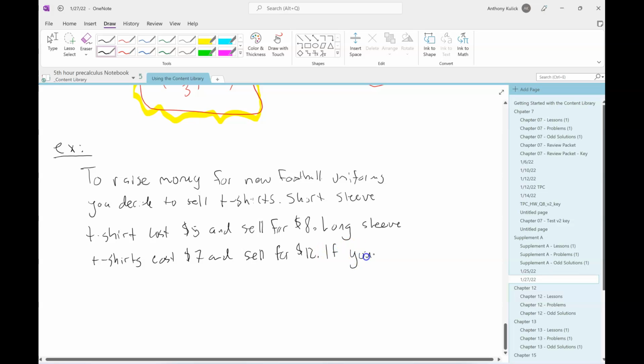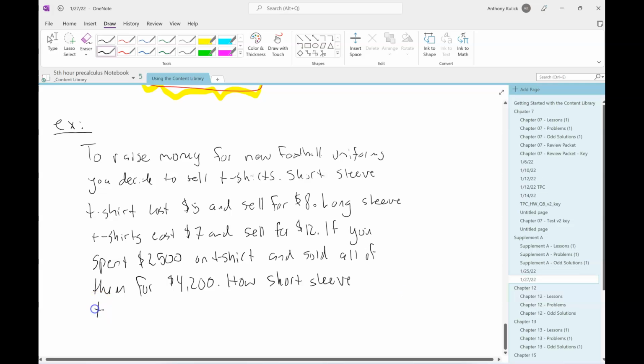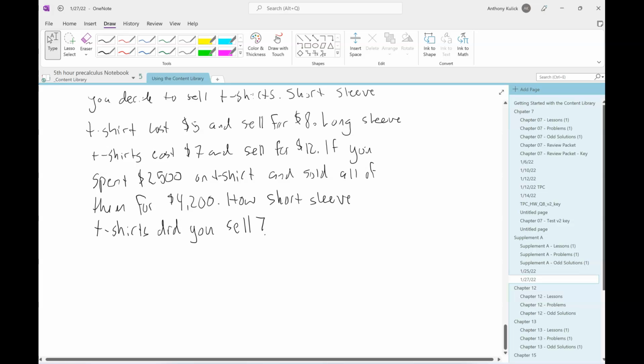If you spent $2,500 on t-shirts and sold all of them for $4,200, how many short sleeve t-shirts did you sell? Oops, I guess I didn't. How many?